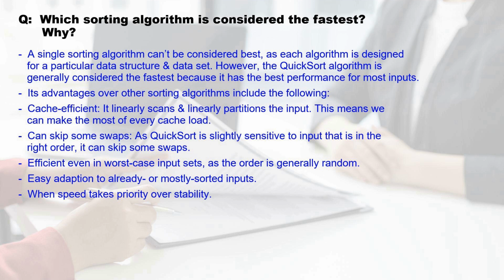Can skip some swaps, as quicksort is slightly sensitive to input that is in the right order. It can skip some swaps. Efficient even in worst-case input sets, as the order is generally random. Easy adaptation to already or mostly sorted inputs, when speed takes priority over stability.